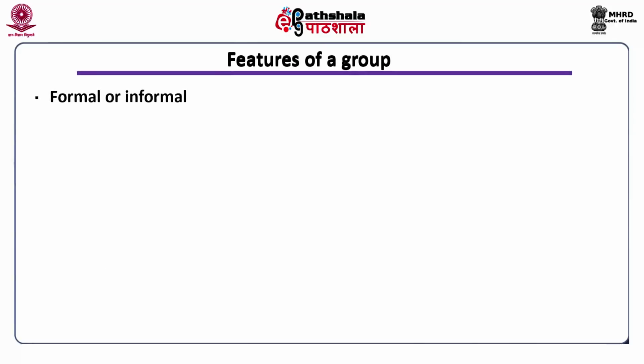Next we have formal or informal. A group may be formal or informal. A formal group is one which is formed by the organization, which defines the specific task or project to be completed by the group members as collective responsibility, whereas an informal group is one which is not defined by the organization, rather it is formed by the members voluntarily or on the basis of their common interests, belongings, habits, attitudes and objectives.